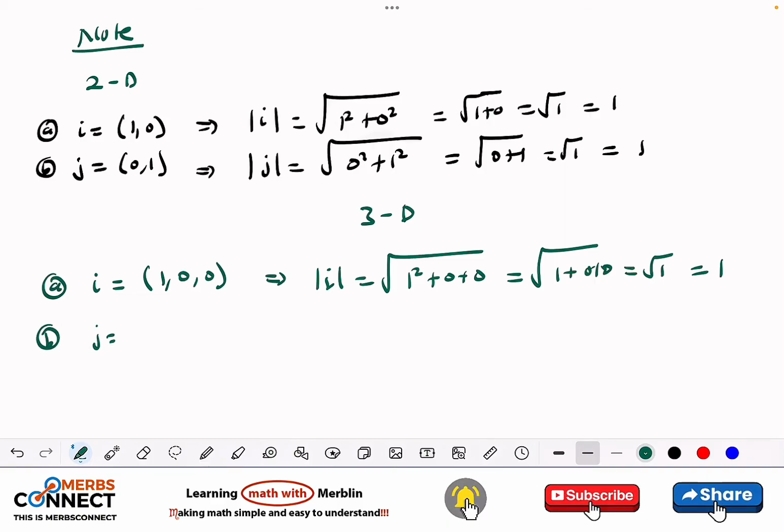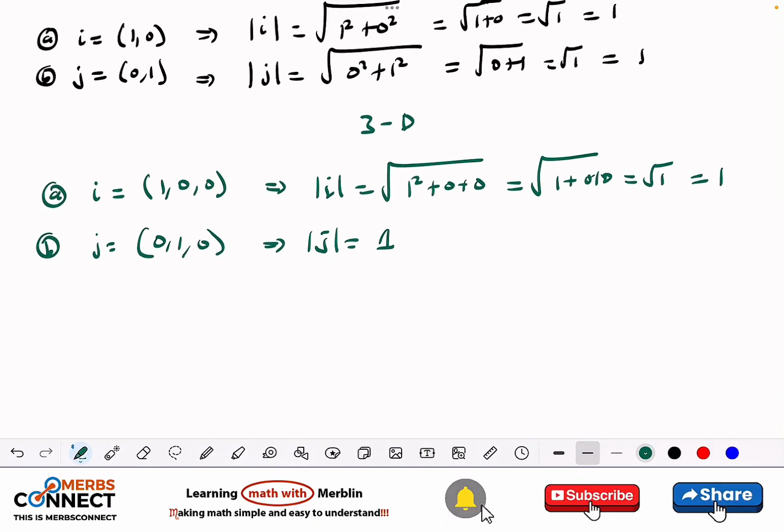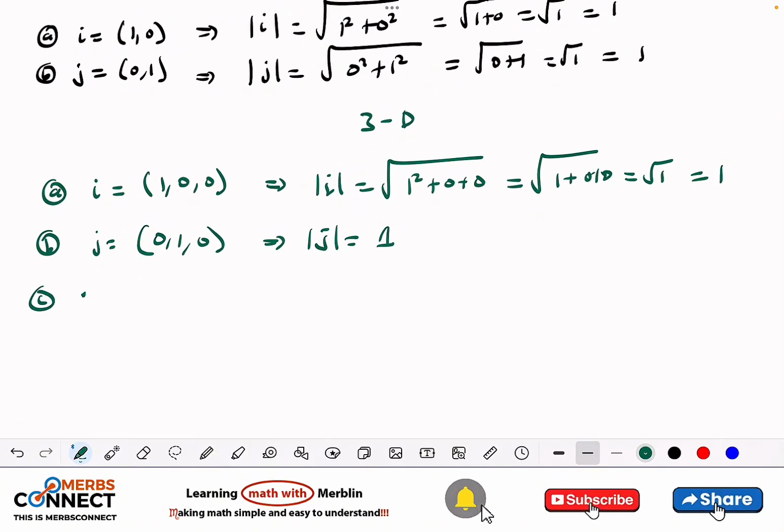So the J is going to be 0, 1, 0. And the magnitude of this, it basically is going to also be 1. Then let's look at the last one, K, because we are in the space. So 0, 0, 1. And we can see that when I find the magnitude of this one too, I'm going to have 1.